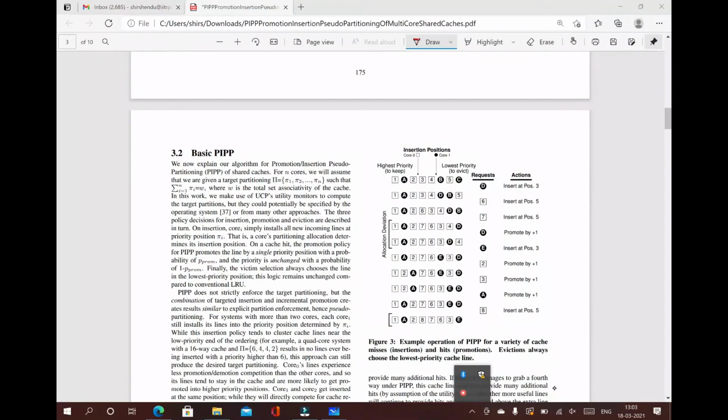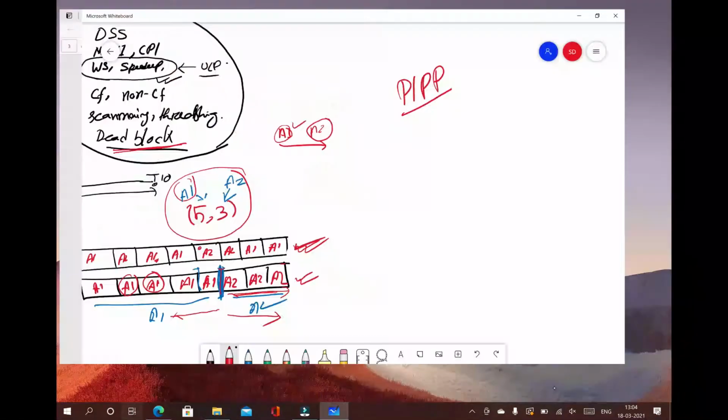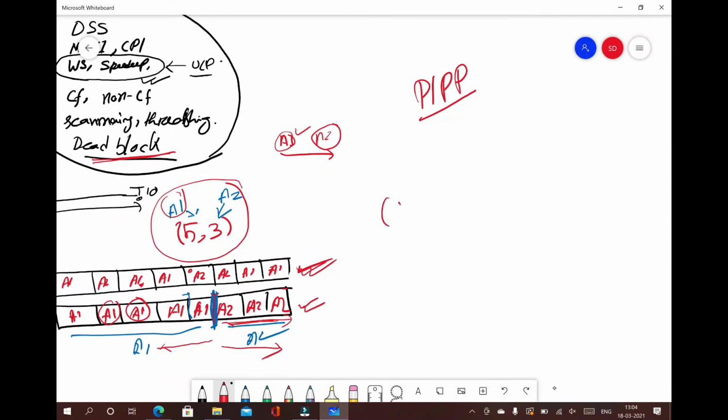So the main concept of PIPP starts from section 3.2, basic PIPP. Here one more term is important: this paper, PIPP, is proposing a partition called pseudo partition. It's not an actual partition. Actual partition means the partition that I have shown here in UCP, that if there is a partition like 5,3, then it is strictly maintaining 5,3, and that is called pure partitioning. But here there can be pseudo partitioning.